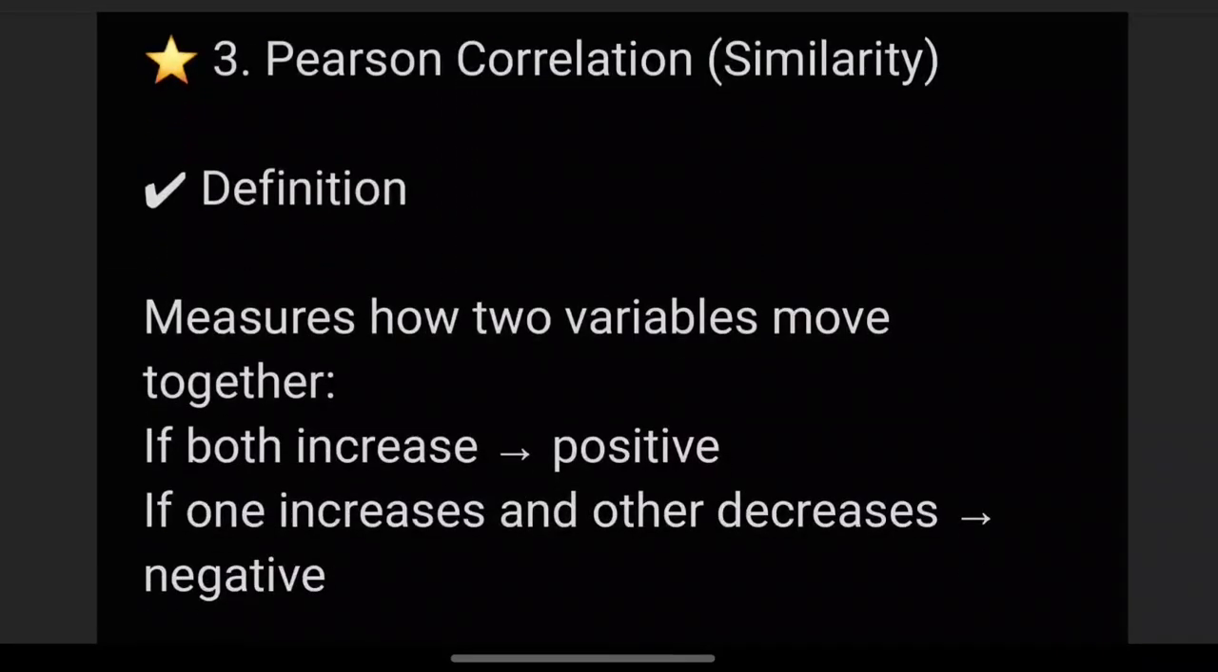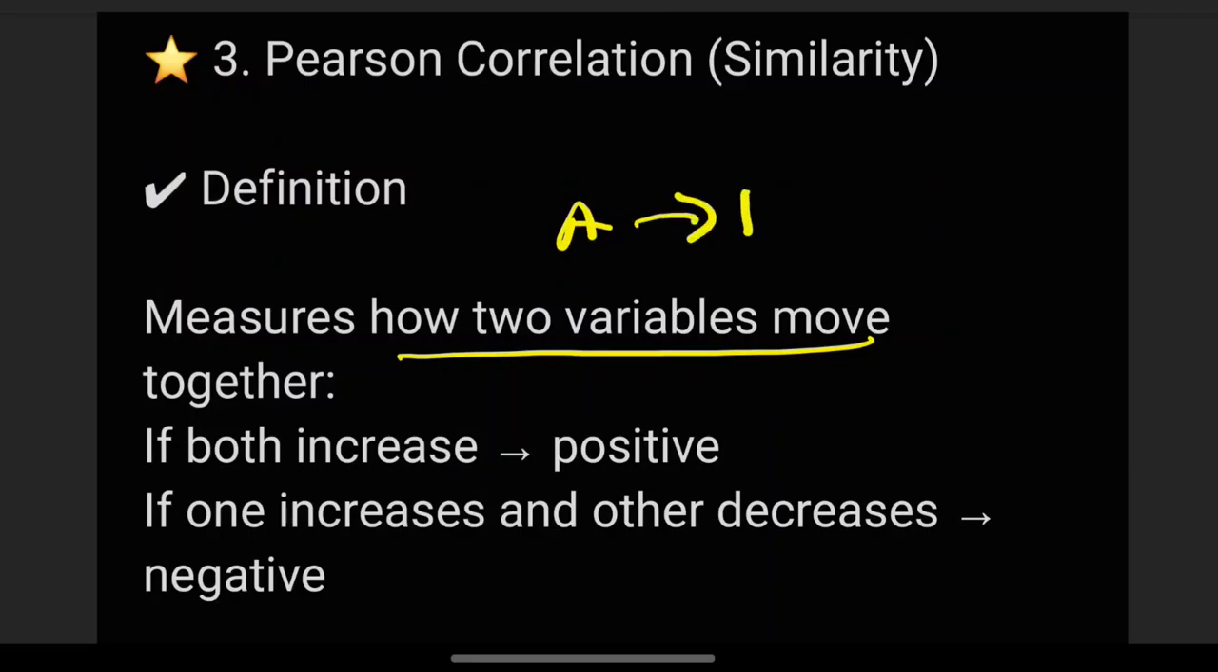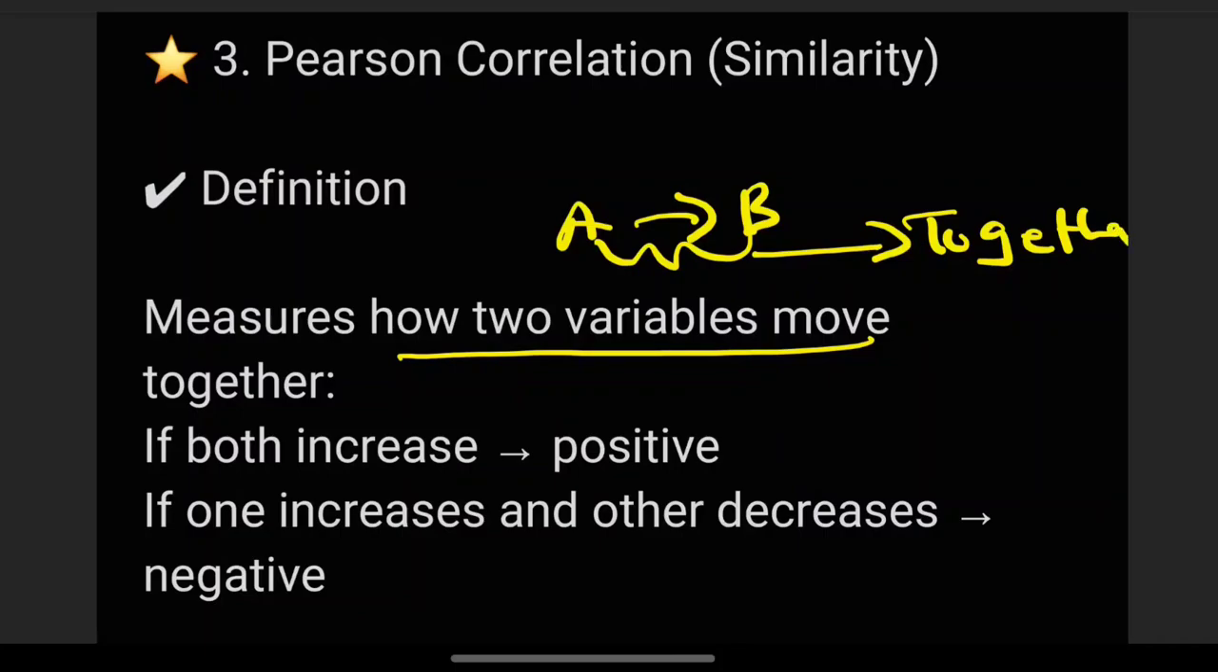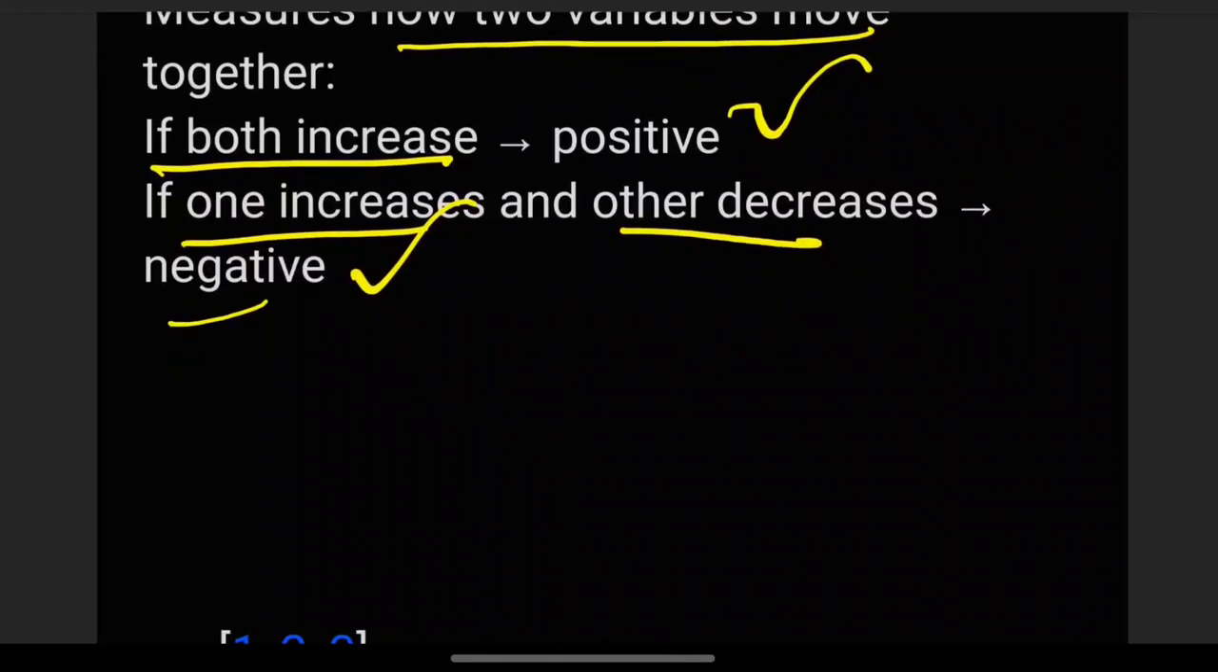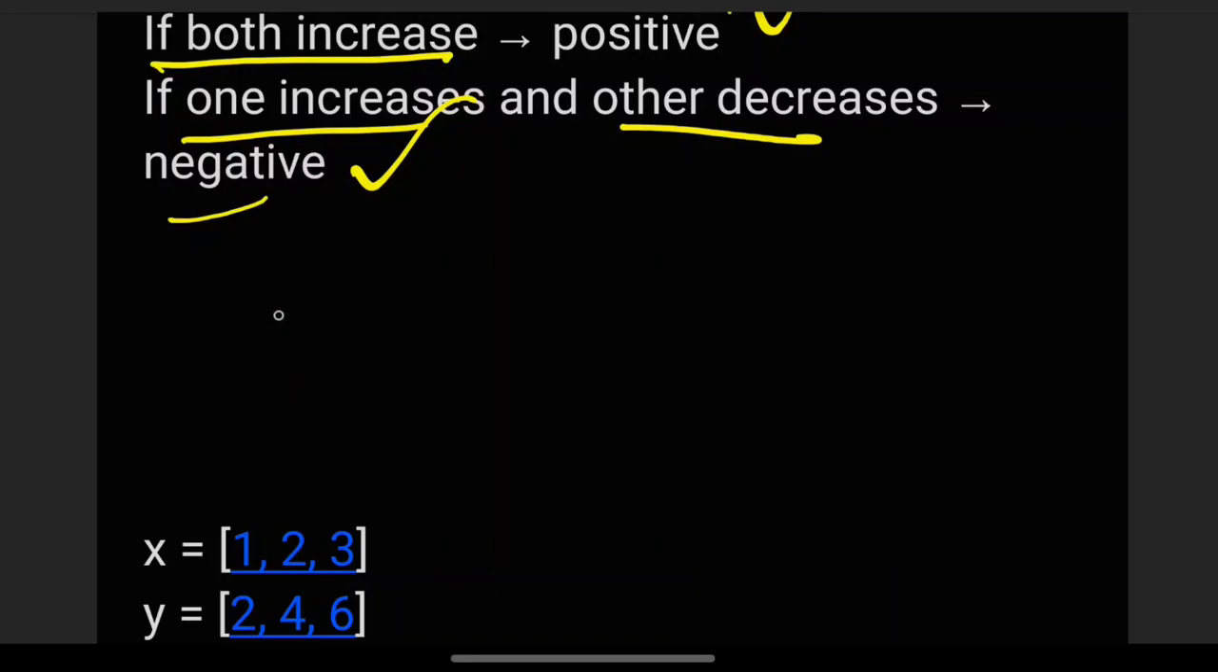Okay, now moving on to Pearson correlation. This shows how two variables move together, how A and B move together. If both increase, we say positive correlation. If one increases and the other decreases, we say negative correlation. There is one formula here for the Pearson correlation coefficient.